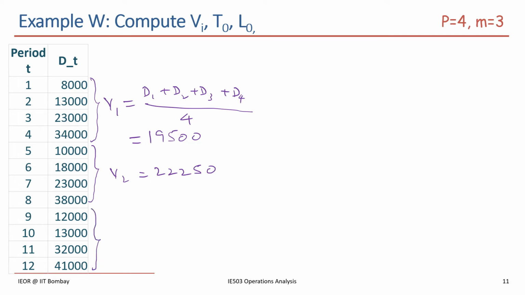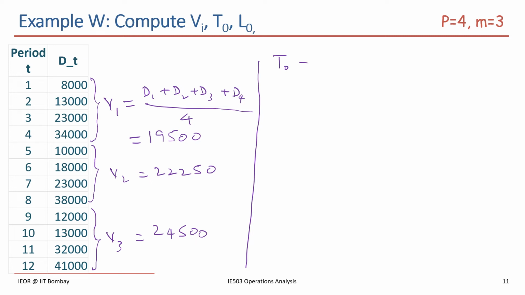and your V3 is the mean of the next season, which comes to 24,500. So we have it right here. Let me just divide the screen. Now we have computed V1, V2, V3. Now using that, let us next compute the trend.